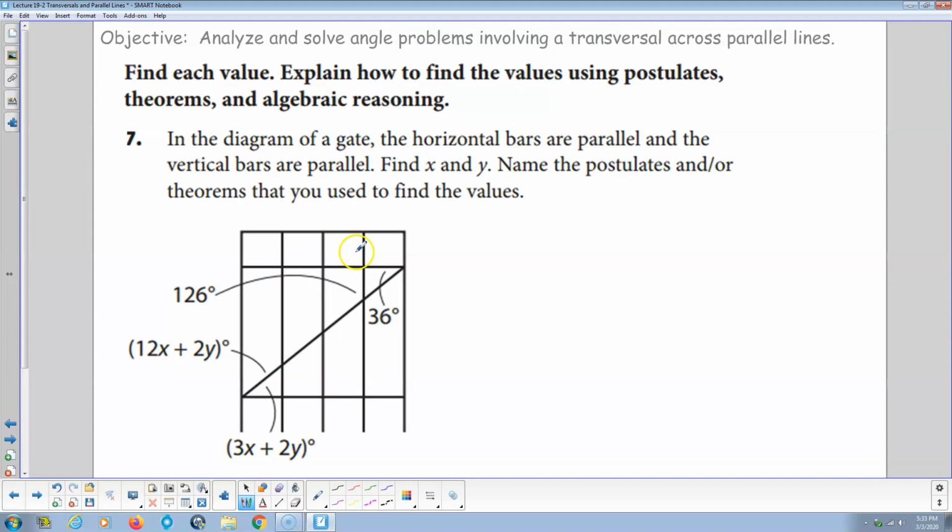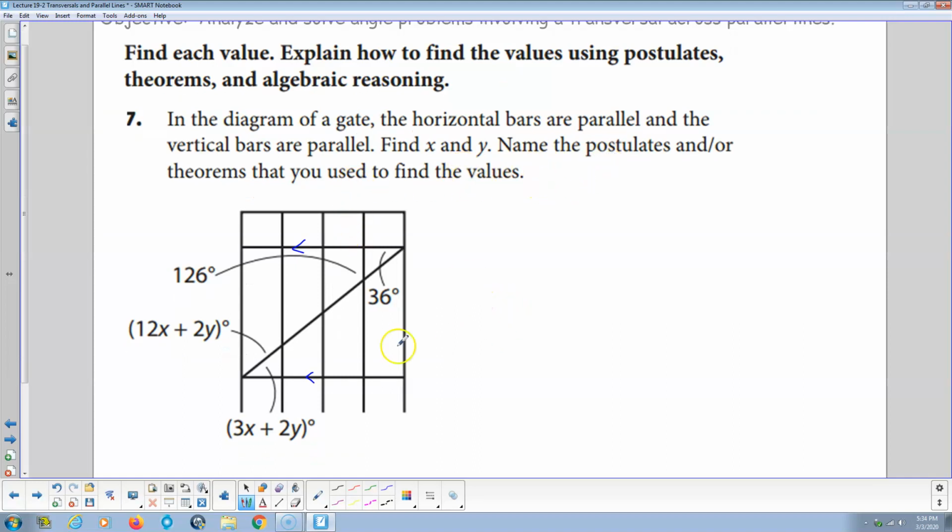Next problem. Okay. So the diagram of a gate, the horizontal bars are parallel. So this guy here is parallel to this guy there. And the vertical bars are parallel to each other. Okay. Find x and y. Name the postulates or theorems you use to find the values.